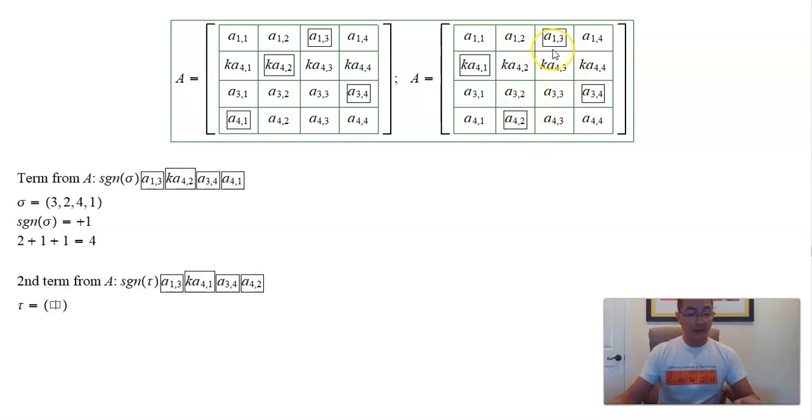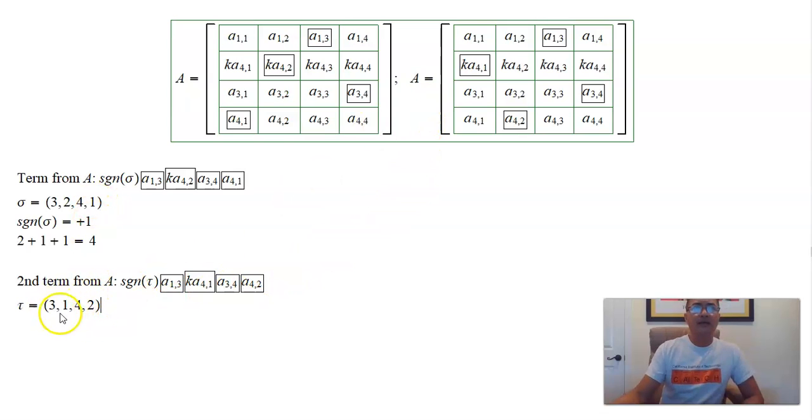From row 1 we get column 3. From row 2 we pick column 1. From row 3 we pick column 4. From row 4 we pick column 2. Is that sigma inverse? 1 goes to 3, 3 goes to 4. No, not this time. But what do we see? 3 is the same, 2, 1, 4 is the same, 1, 2.